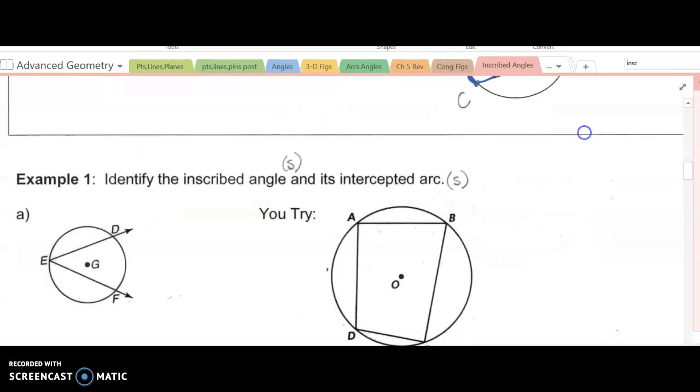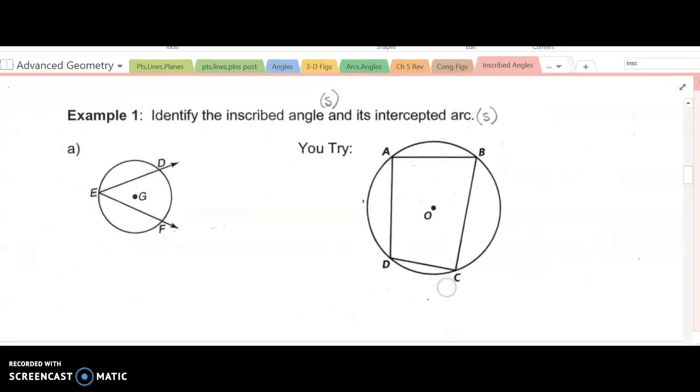All right, so let's look at example 1. Identify the inscribed angle and its intercepted arc. So in example 1, the inscribed angle is angle D E F, or you could even just call it angle E. And the arc that goes from one place to the other, the intersection of those legs and the circle itself, if you follow that around, would be arc DF. So it should be in between the legs of that angle. That's not too bad.